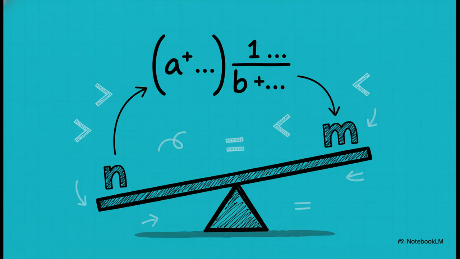For these, all we have to do is look at the degree of the top and bottom polynomials. And the degree is just the biggest exponent you see on any x. We'll call the top degree n and the bottom degree m. That's it. Just compare those two numbers.